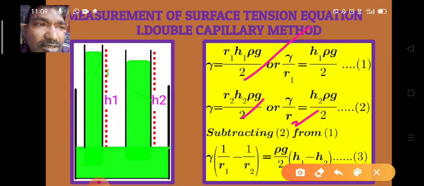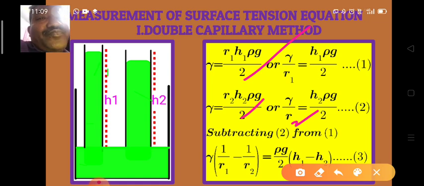So here h1 and h2 are the heights in the capillary tubes, r1 and r2 are the radii of the capillary tubes, rho is the density of the liquid, and g is the acceleration due to gravity. So if we know the heights, we can simply calculate the surface tension of the liquid. This is a very easy, comfortable method.